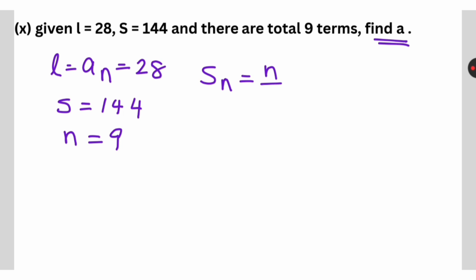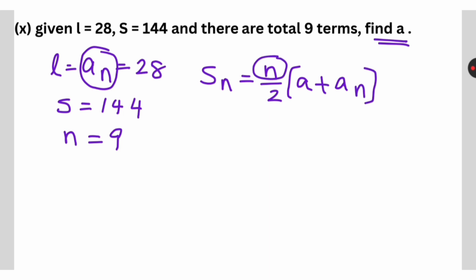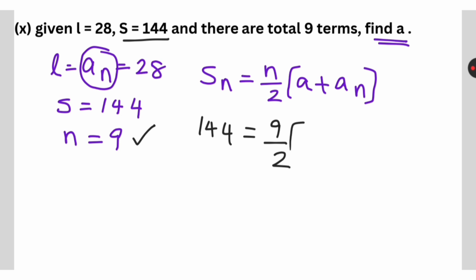Which formula are we going to use? n over 2. We know the last term, so let's use the n over 2 times (a plus an) formula, because we know the last term, the number of terms and the sum of the terms. What is the sum of the terms? 144. That is equal to, the number of terms is 9, so 9 over 2 times the first term we need to find out plus the last term, 28. Both sides multiply by 2, then we can get rid of this denominator 2.